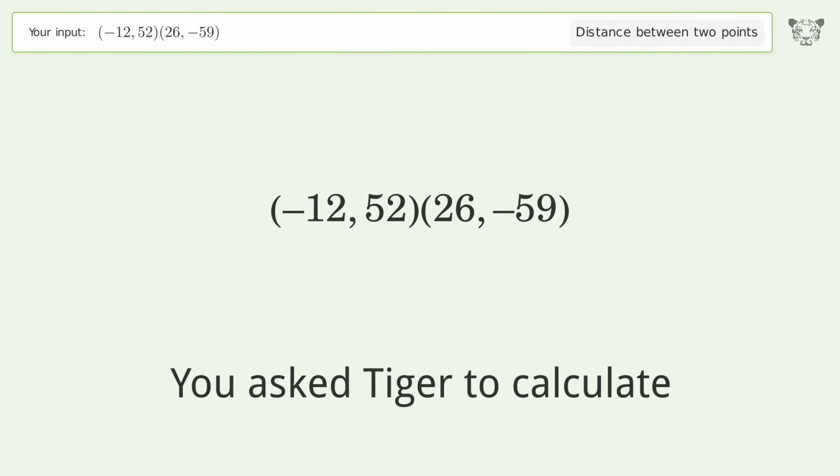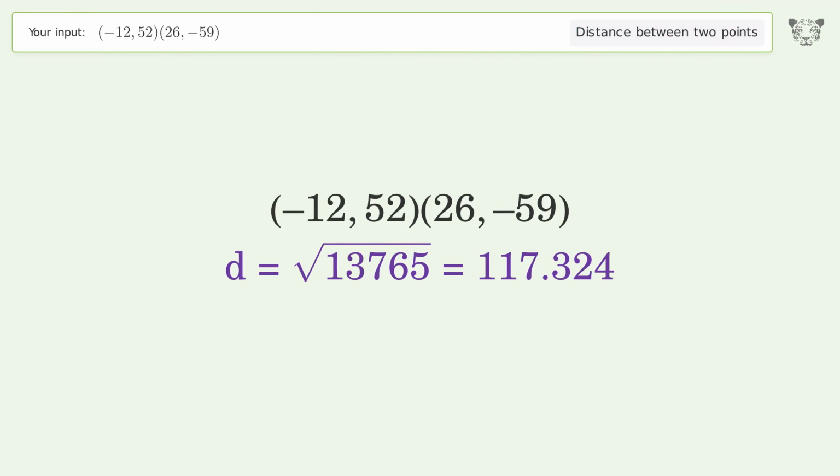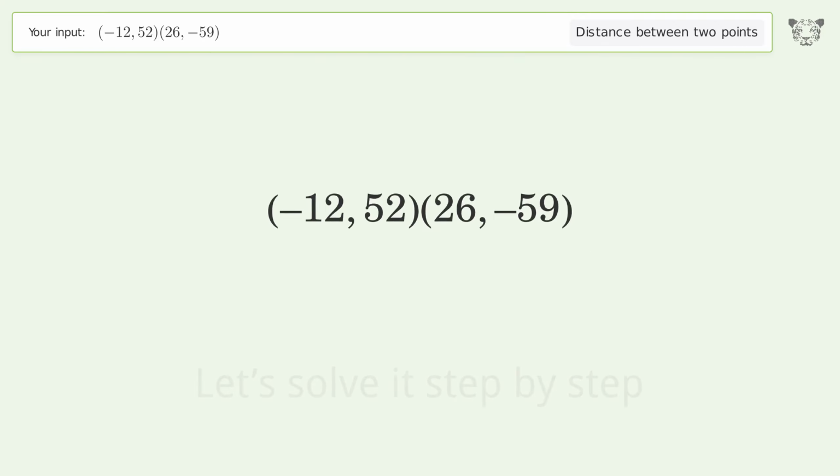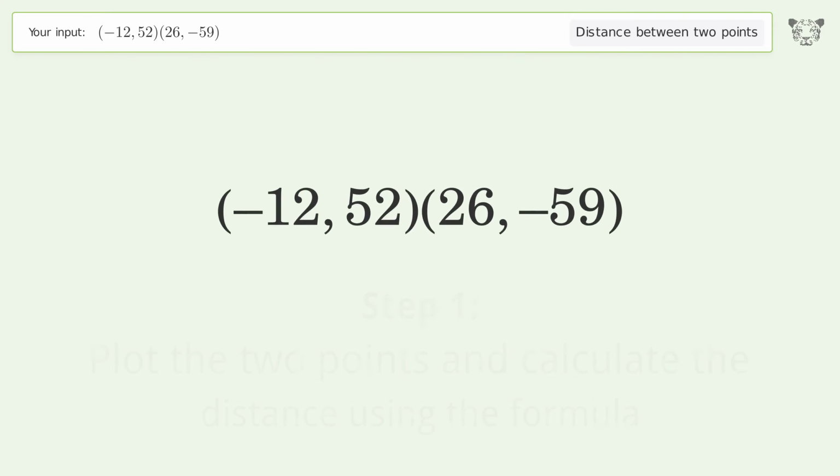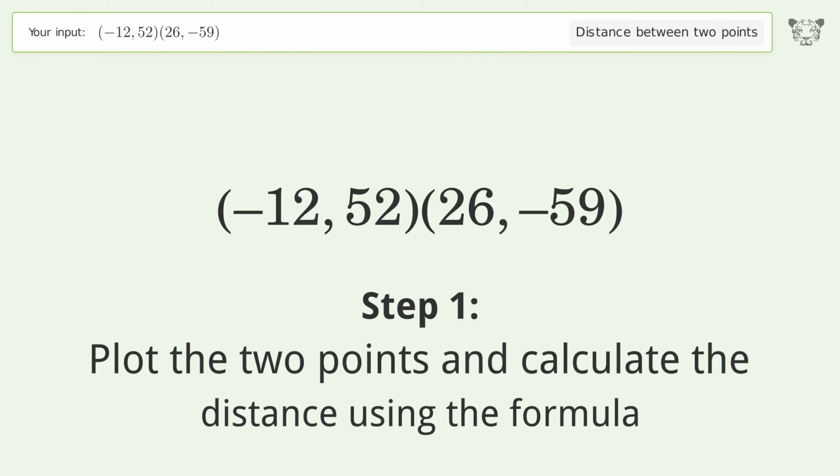You ask Tiger to calculate. This deals with the distance between 2 points. The distance between the 2 points is the square root of 13,765 or 117.324. Let's solve it step by step. Plot the 2 points and calculate the distance using the formula.